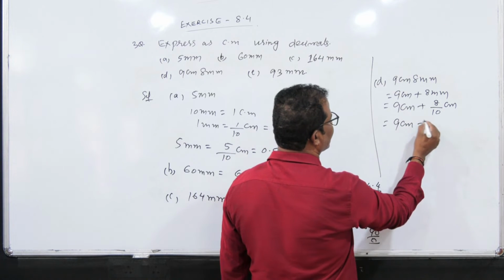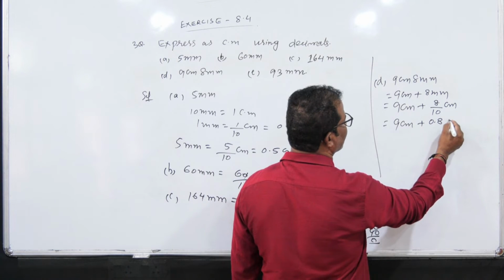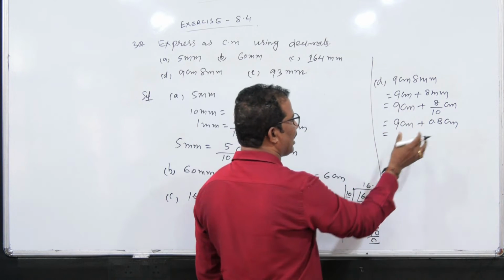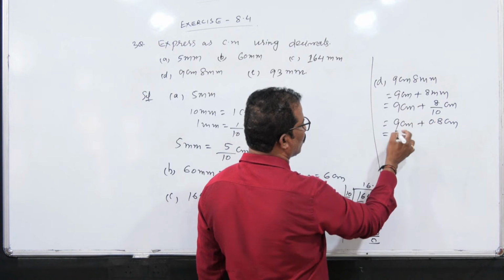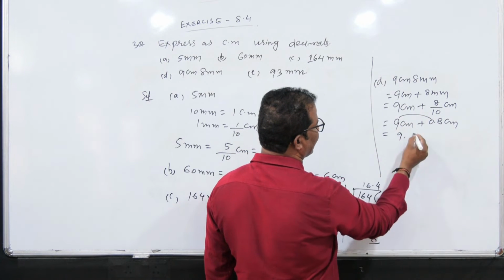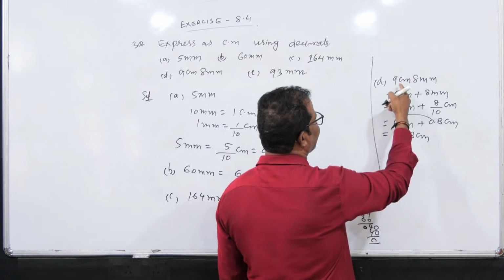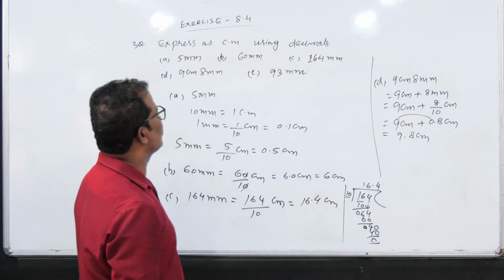Now this unit will become centimeters only. So 9 centimeter plus, if we divide 8 by 10, we will get how much? 0.8 centimeters only. So if we add these two together, it is 9 and it is 0, that is whole part. 9 plus 0 is 9 only, then the decimal part only 8 is there. So together 9 centimeter 8 millimeter is equal to 9.8 centimeters only.